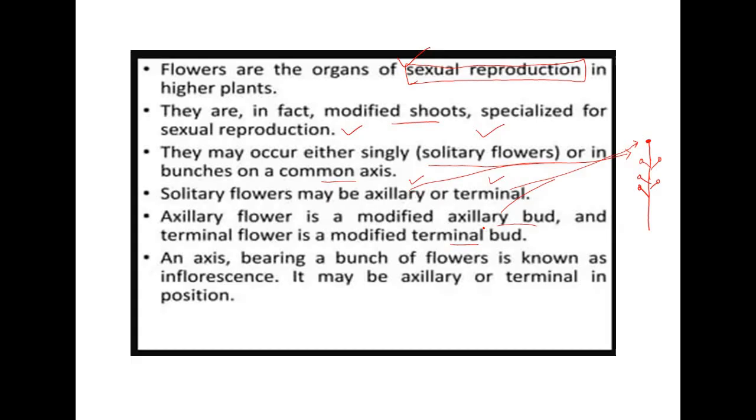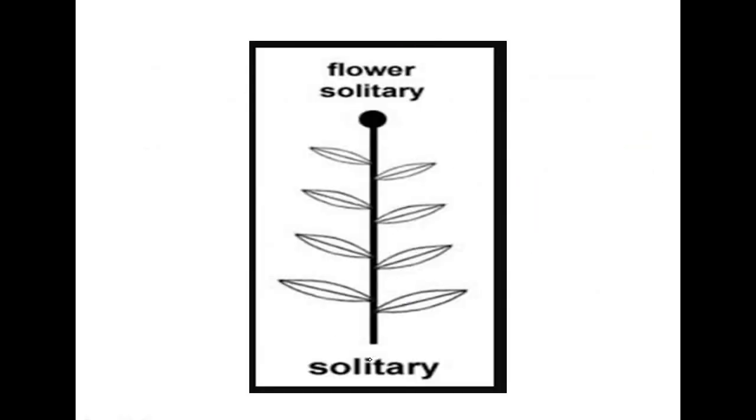An axis bearing a bunch of flowers is known as inflorescence. Inflorescence is a bunch of flowers, not a single flower. For example, marigold. It may be axillary or terminal in position. Here it is an image. I have downloaded it from Google. You can also refer to other images in Google.